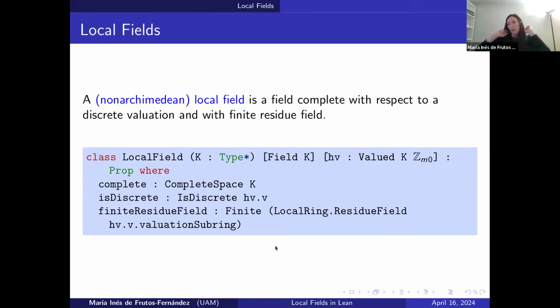Okay. Now we know that local fields, non-Archimedean local fields of course, can be of 2 kinds: mixed characteristic or equal characteristic. And there are some situations where we might want to treat these 2 cases separately. So besides formalizing this abstract definition of local field, we also formalize the 2 more specific definitions.